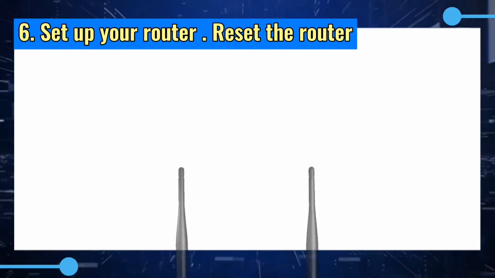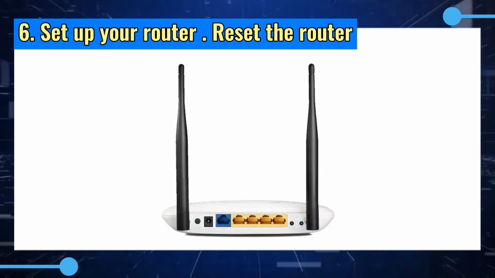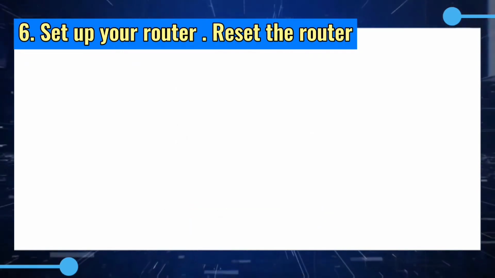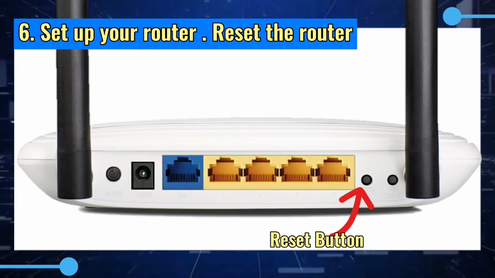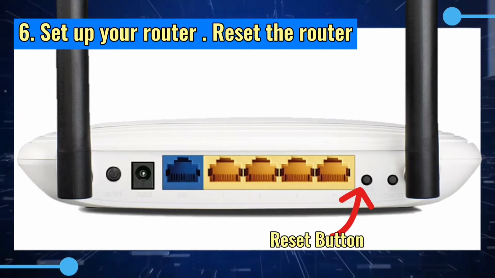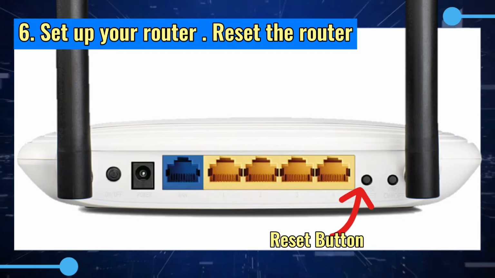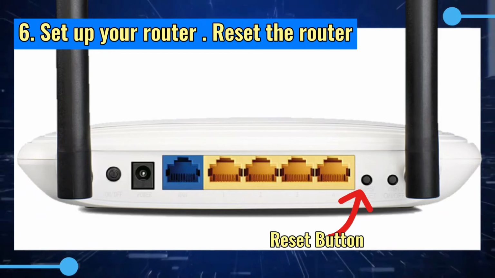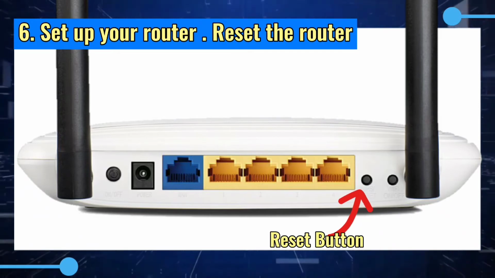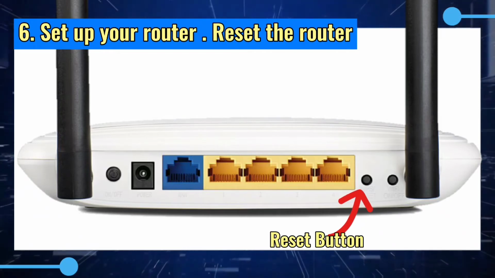Sixth, set up your router. Reset the router. To reset the router, just press the small button at the back of the router using a pin or ball pen, holding it for about 10 seconds until the icon in front lights up. We need to reset the router to go back to its original configuration or settings.